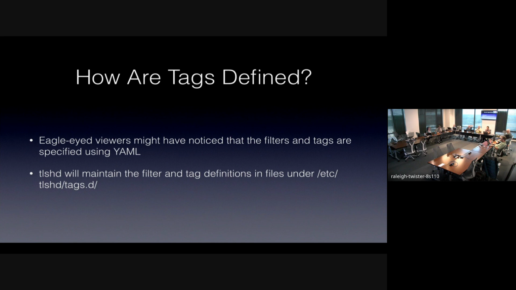So you may have noticed that I spelled these things out using YAML. And in fact, that's exactly how these tag and filter definitions will be stored by TLS HD. They'll be stored in basically YAML documents under the directory /etc/tlshd/tags.d. And each one of these files can contain one or more filters and tags. So you can arrange these things any way you like.